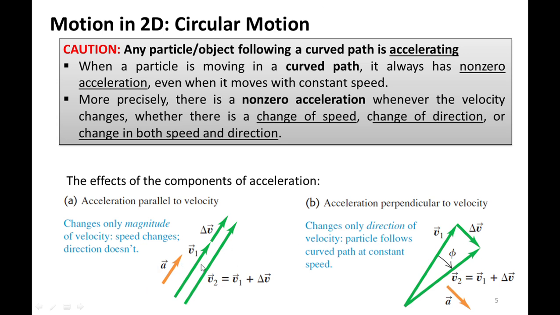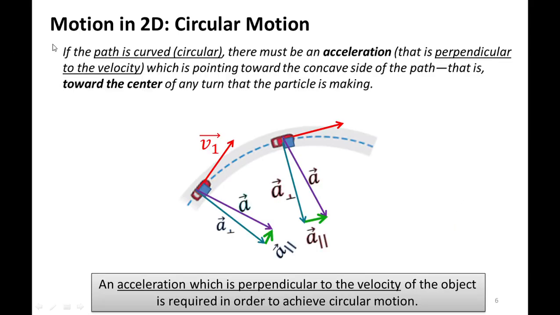However, both of these accelerations can actually be present in one motion. It is not necessarily that only one acceleration is present, but both of these accelerations can exist in one moving object. So if the path followed by a moving object is circular, there must be an acceleration that is perpendicular to the velocity, which is pointing towards the concave side of the path, and that is towards the center of any turn that the particle is making.